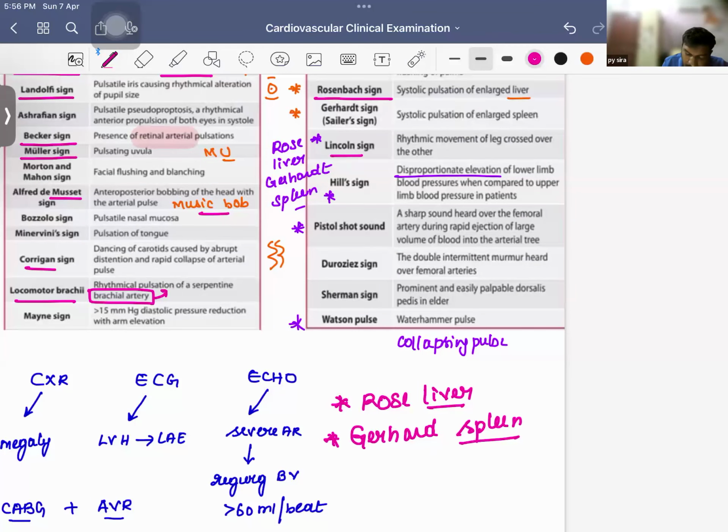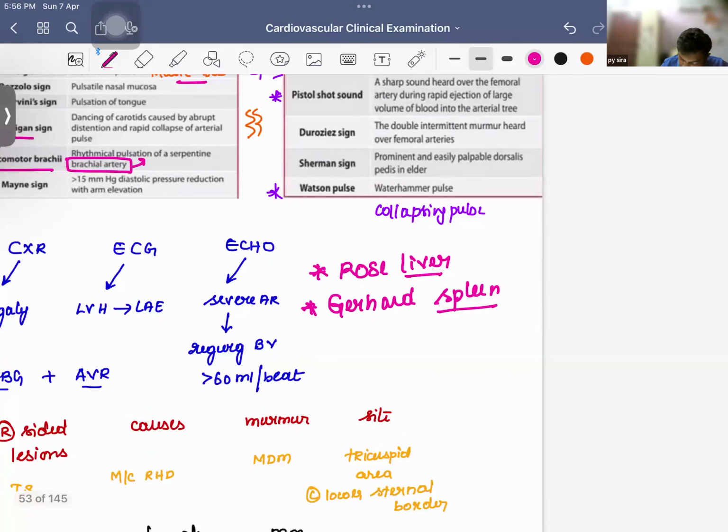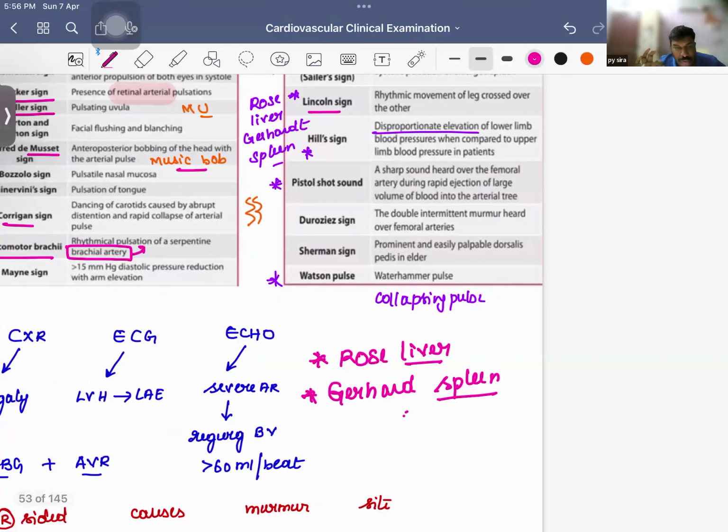Next is Lincoln sign. A patient sits with one leg crossed over the other. With every heartbeat, the upper leg moves forward and comes backward. Whenever the legs are crossed over each other, the leg moves forward and comes backward. This is called Lincoln sign.